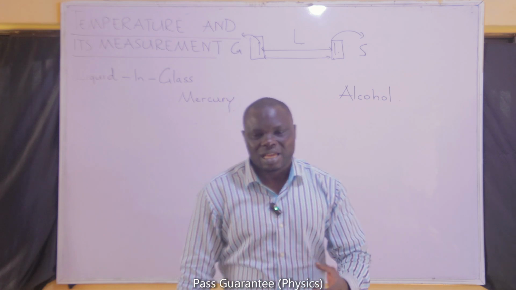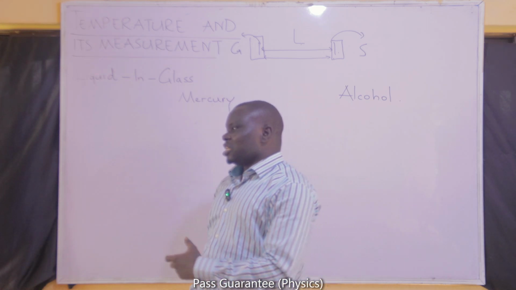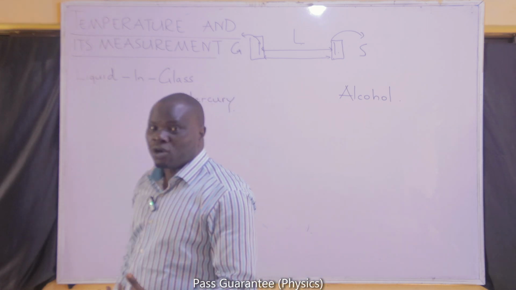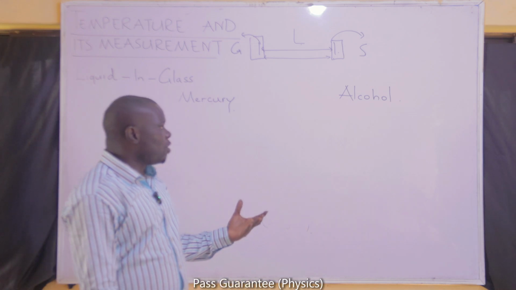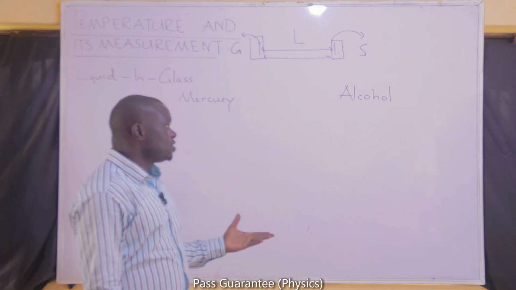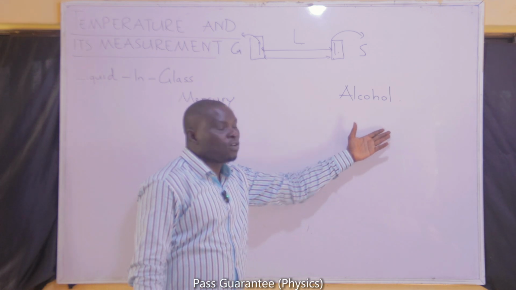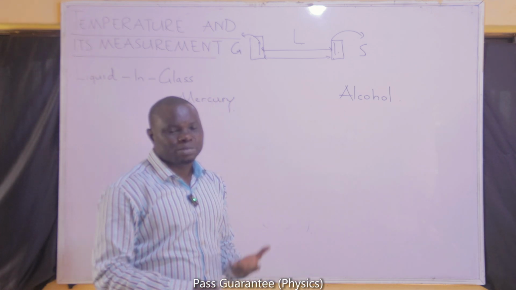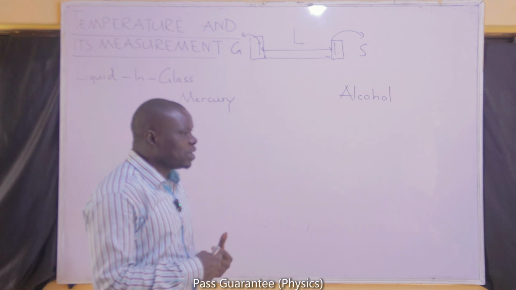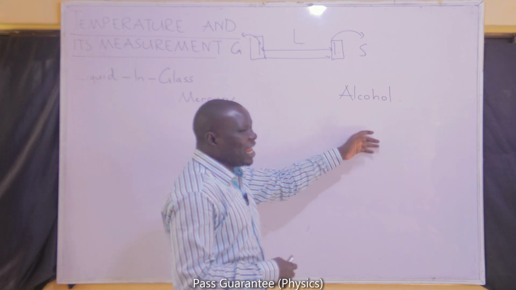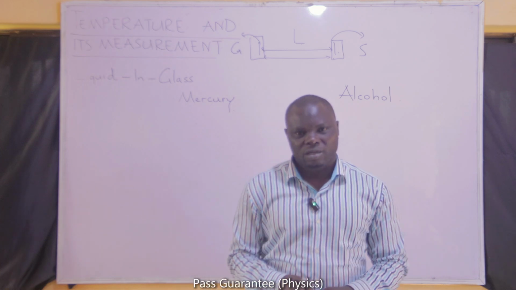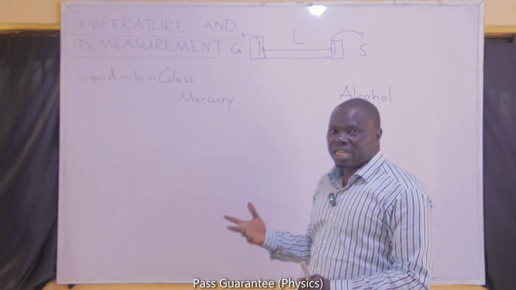That means that mercury has a very good conductivity, and alcohol has a poor conductivity. Conductivity, therefore, is an advantage for mercury. It is a disadvantage for alcohol. Now, expansion. When you expose the two of them to heat again, alcohol expands more than mercury.